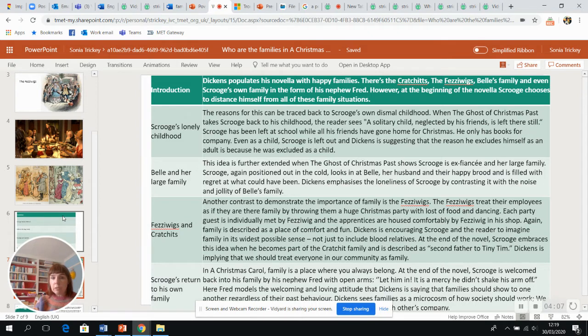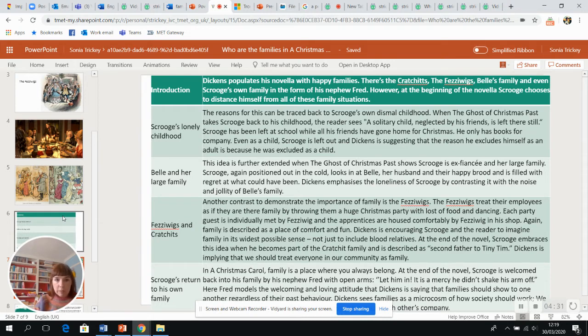So I've given that quotation and I need to explain it a bit now. "Scrooge has been left at school while all his friends have gone home for Christmas. He only has books for company. Even as a child, Scrooge is left out, and Dickens is suggesting that the reason he excludes himself as an adult is because he was excluded as a child." So if you see there, I've done a very small, not even a PETAL paragraph, maybe more of a PEEL paragraph.